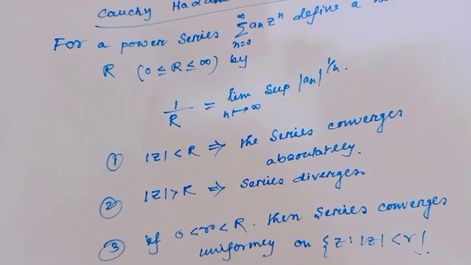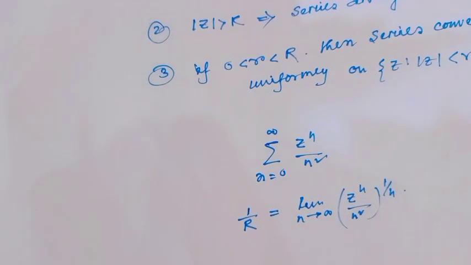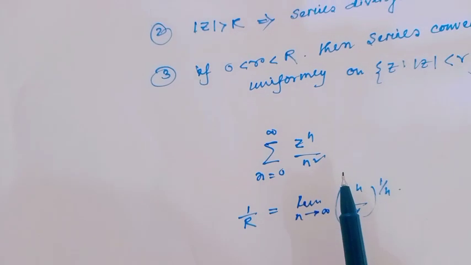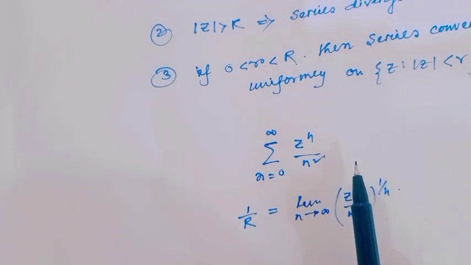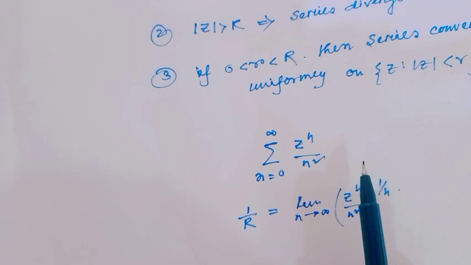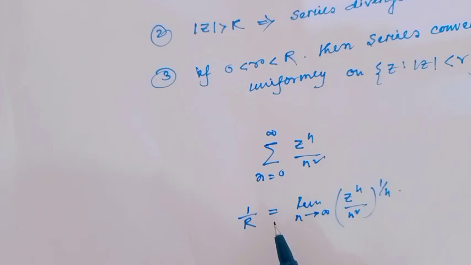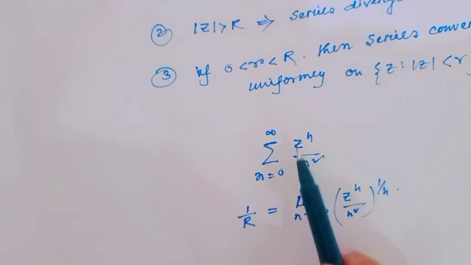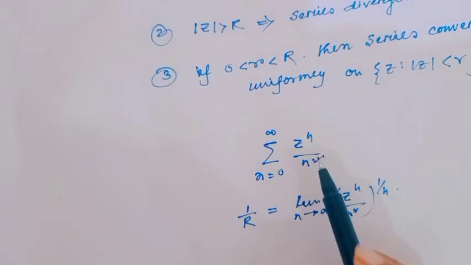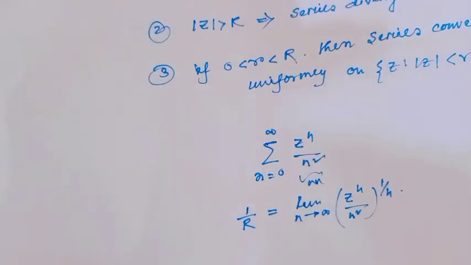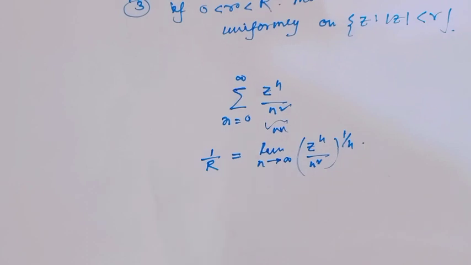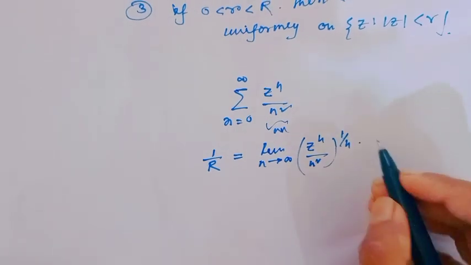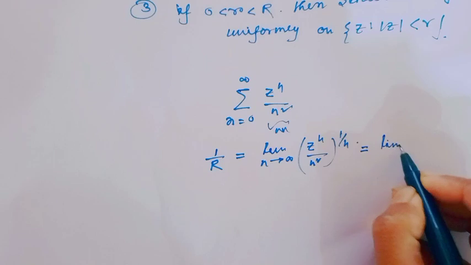At first I will see one example. Consider the easy example: the series sum from n equal to 0 to infinity of z to the power n squared. To evaluate the radius of convergence, here I will use the Cauchy-Hadamard theorem. The theorem is 1 over R equal to limit as n tends to infinity of the n-th root of |a_n|. Here consider this whole term is a_n. Then a_n to the power 1 over n means z to the power n squared, to the power 1 over n.